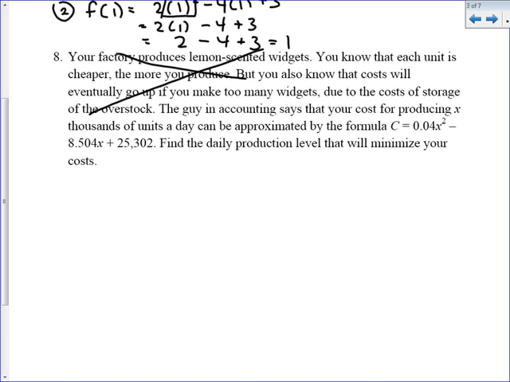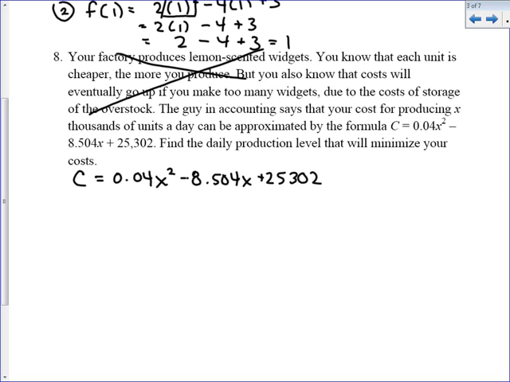The guy in accounting says that the cost for producing X thousands of units a day, so that's what X stands for, it's your thousands of units a day, can be approximated by the formula. Formulas are always good. Let's pay attention to this formula. 0.04x squared minus 8.504x plus 25,302. And then there's what we want to find. Find the daily production level that will minimize your cost.